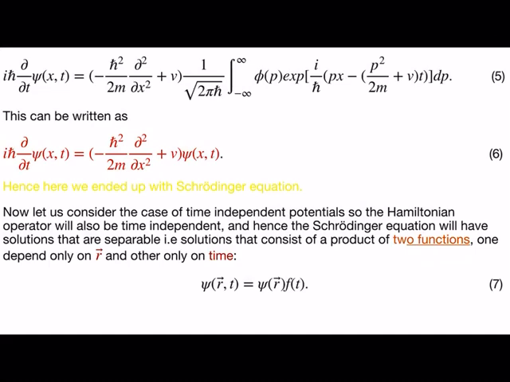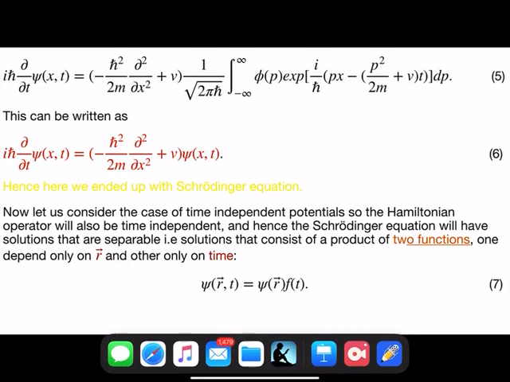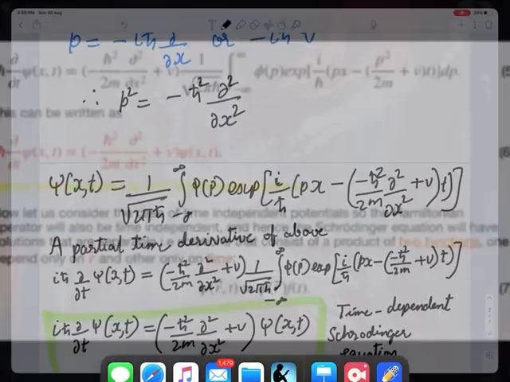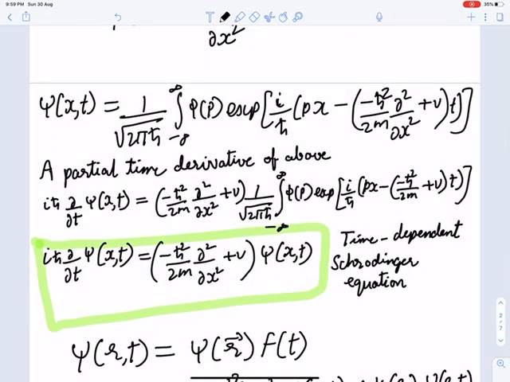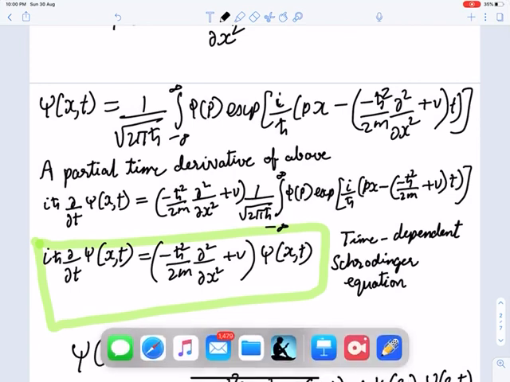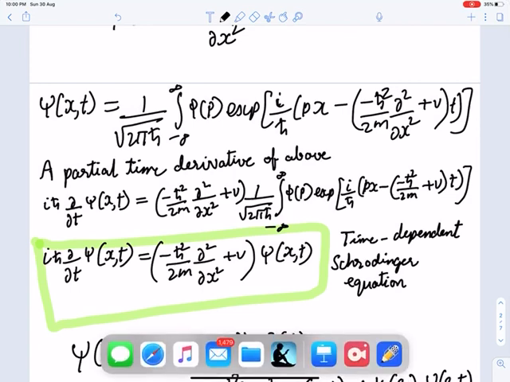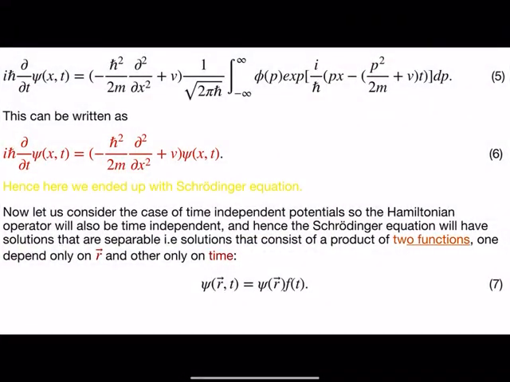And basically this integration, 1 by under root 2 pi h, from minus infinity to infinity, you can see is your previous equation 4, psi x t. So I can directly write psi x t here. I can show you again. This integration from minus infinity to infinity is just the psi x t part. So I have written psi x t here, and the equation with green highlight is your time dependent Schrodinger equation. Okay, so you come up with equation number 6.